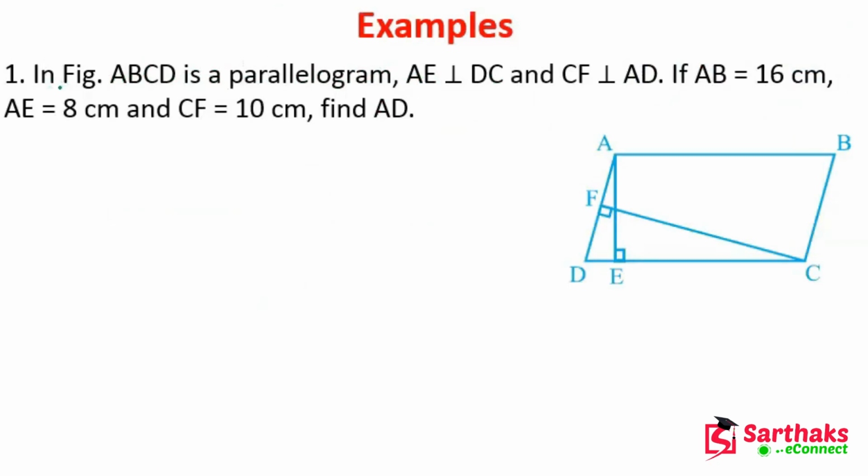Now here in the figure, ABCD is a parallelogram. Here is A, B, C and D. This is a parallelogram. AE is perpendicular to DC and CF is perpendicular to AD, means this CF is perpendicular to AD. If AB is equal to 16 centimeter, and AE is equal to 8 centimeter, and CF is 10 centimeter, now find AD. Now we have to find AD.